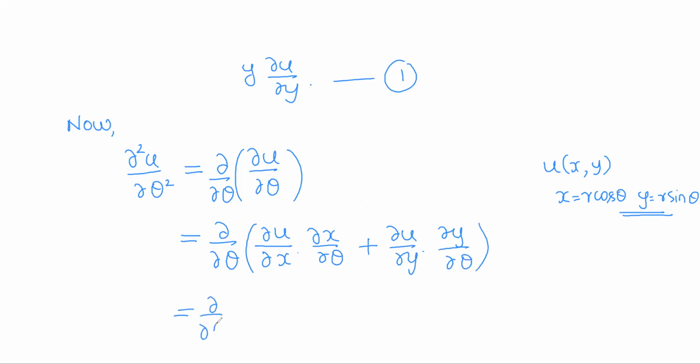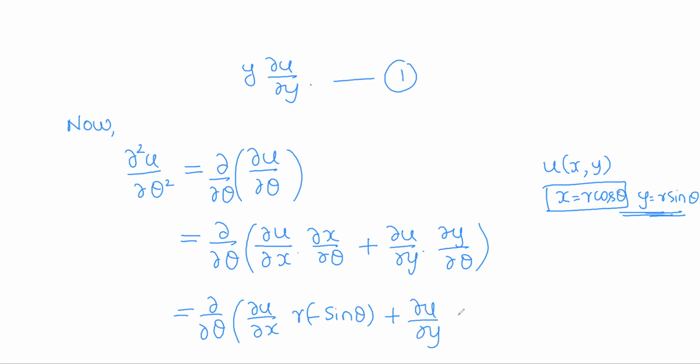So ∂u/∂x we keep as it is, as we don't know what u is. Then ∂x/∂θ: differentiate x with respect to θ partially, so r will be kept constant. Differentiation of cos θ is minus sin θ. Plus ∂u/∂y as it is, and differentiate y with respect to θ partially, so keep r as it is. Differentiation of sin θ is cos θ. So this is what we get.